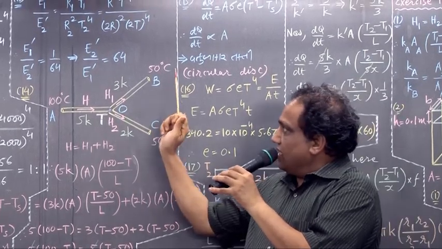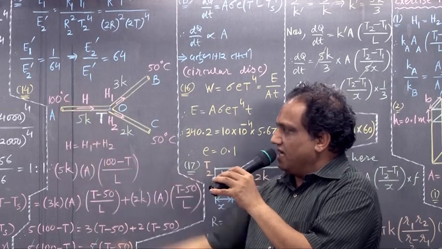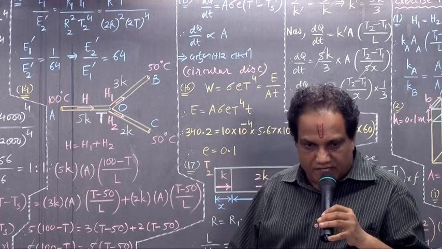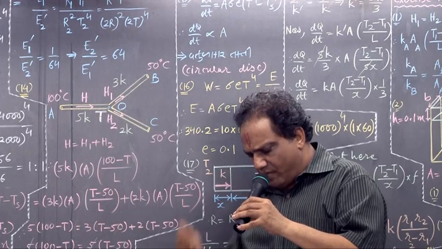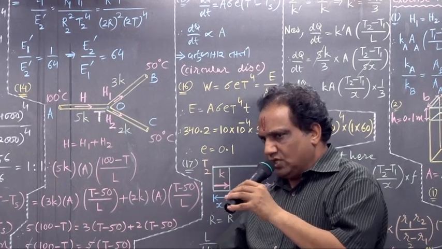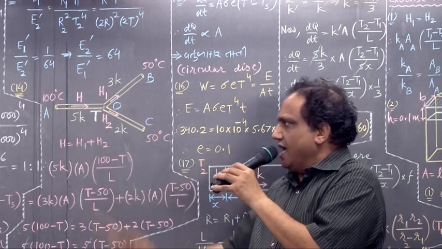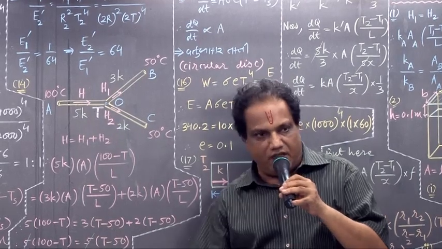Here temperature is 50, here also 50. But here it is 100, compared to 50. How do you find 100? Higher temperature. Compared to this also, this is higher. Heat will flow from higher temperature to lower temperature. So heat will start flowing this way, giving you some heat current in this rod. Let it be capital H.